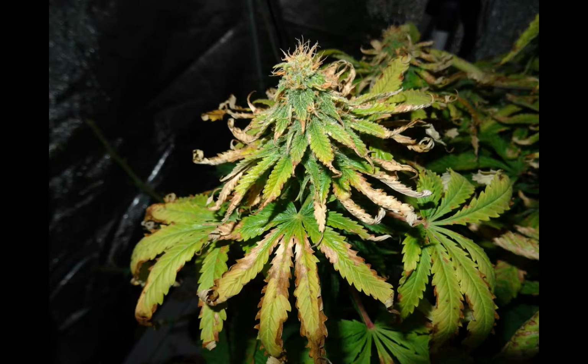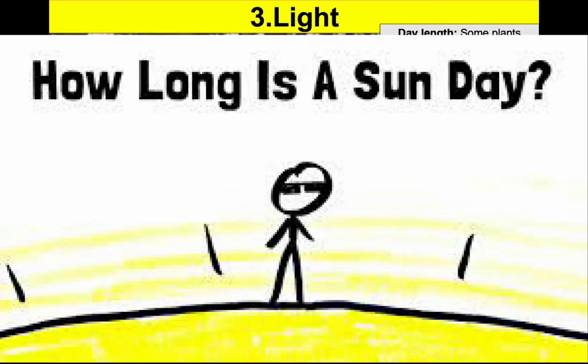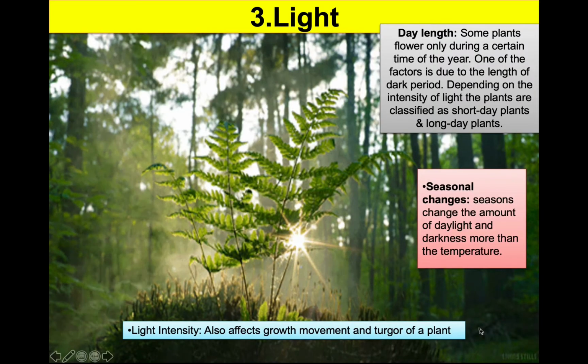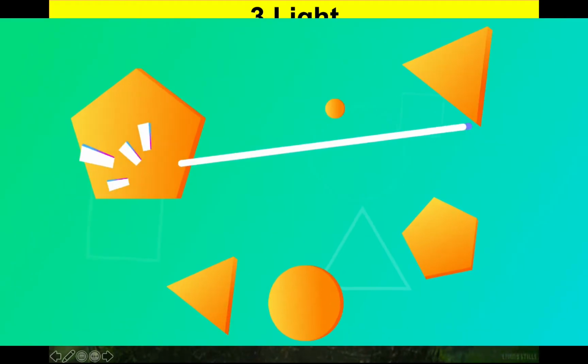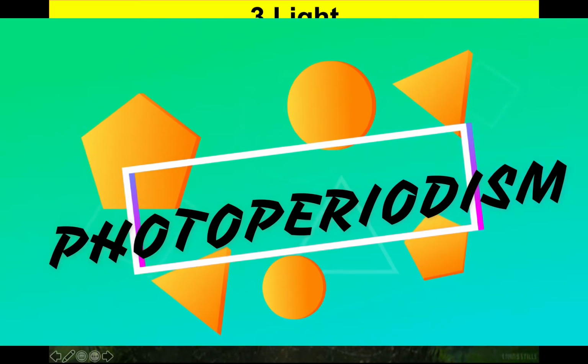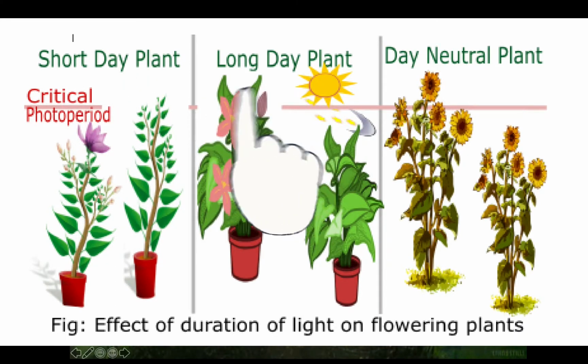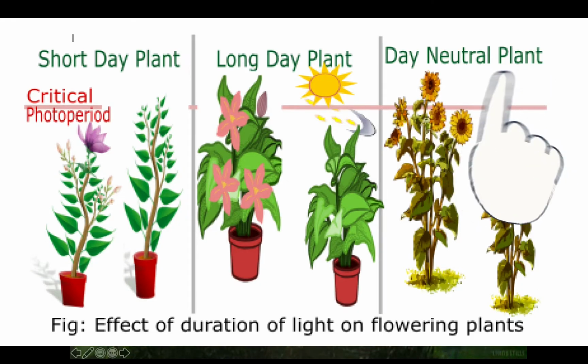Now, the effect of day length. What's that? Yes, it's the duration or the amount of time that the plant is exposed to light. Okay? So the effect of day length on the growth of a plant is known as photoperiodism. Okay? The following groups can be differentiated. We get short day plants, long day plants, and neutral plants.